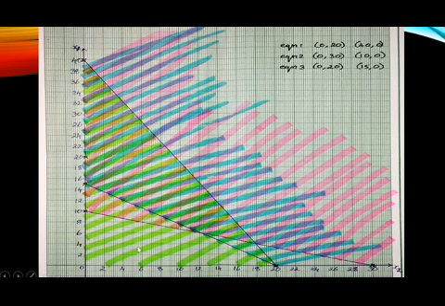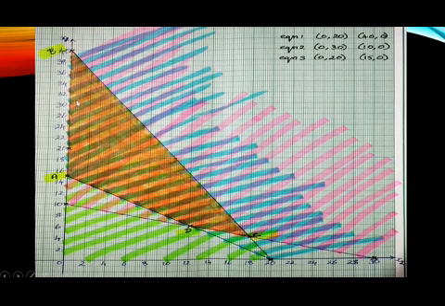So for the first equation, green shade below the line. For the second equation, pink shade above the line. For the third equation, blue shade above the line. So now the region where I have got all the 3 shadings is the feasible region. If you have a look, this particular quadrilateral has all the 3 shadings in it. So I will highlight it with a different color.